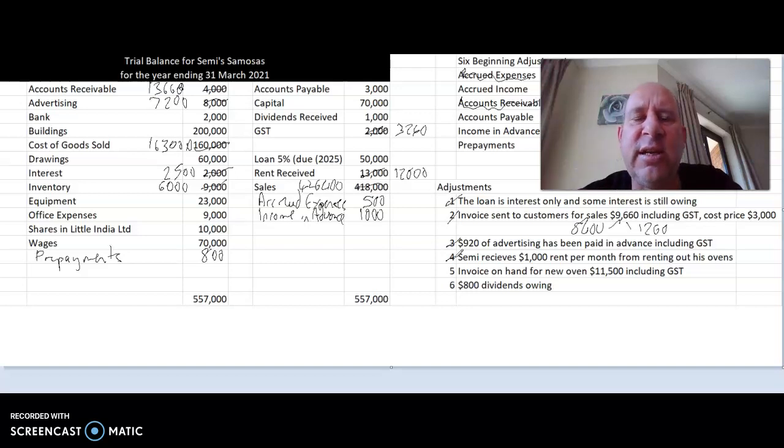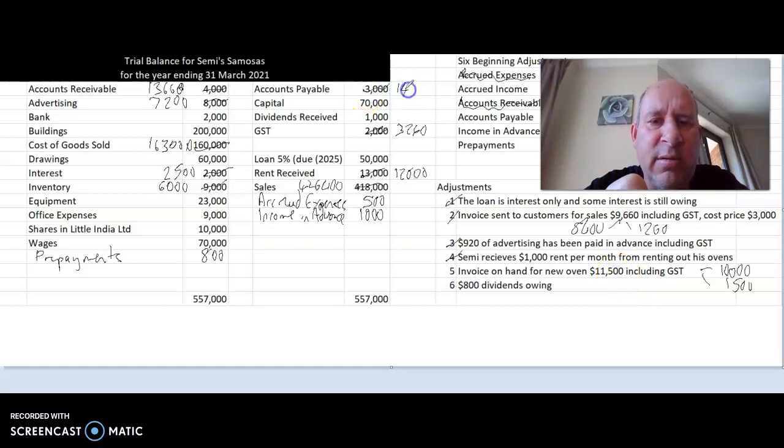An invoice on hand for a new oven, 11,500 including GST. Because it includes GST, it's going to be accounts payable. Good. So we just need to split that. Nice, easy calculation. Divide by 1.15 is 10,000 and 1,500. So the accounts payable is the full 11,500. So add it onto here.